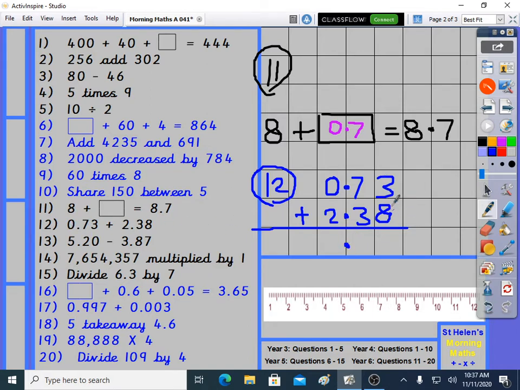It works anyway. 3 plus 8 is 11. 7 plus 3 is 10, plus 1 is 11. 0 plus 2 plus a little 1 is 3. 3.11. What is this 1 worth? It's worth 1/100th. What is this 1 worth here? 1/10. And what is this 3 worth? 3 units. Just checking. And on to question 13.